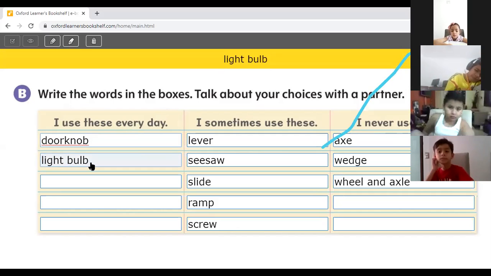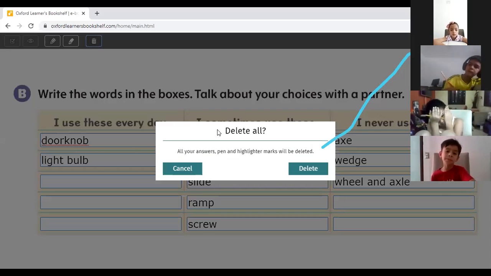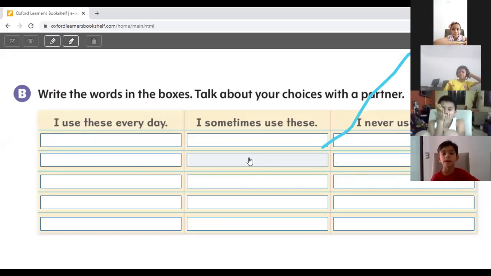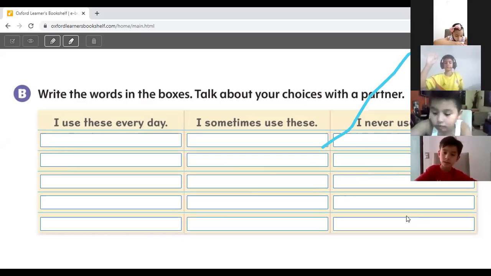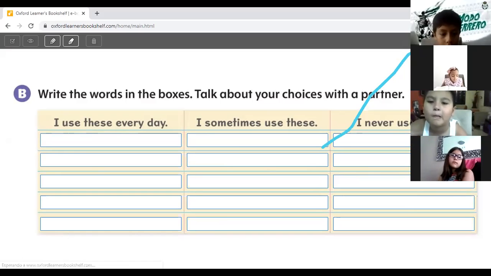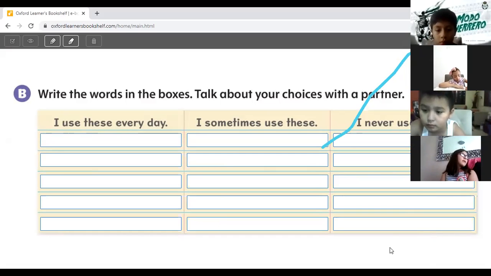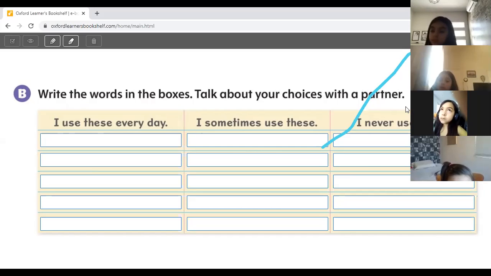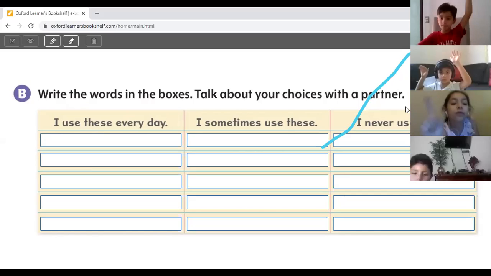Okay, now in the next column, children, the objects that you use sometimes. Let me erase this so you can give me the answers. Items that you sometimes use, not always, but sometimes. For example, Nelson? A screw. A ramp. A ramp, for example. Yes, correct, Nelson. Okay, thank you, Nelson. Another item or another object that you use sometimes, Nelson said the ramp. Another object that you use sometimes? Who wants to tell me?